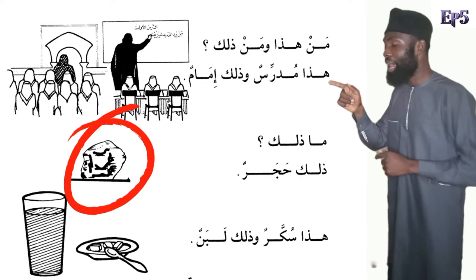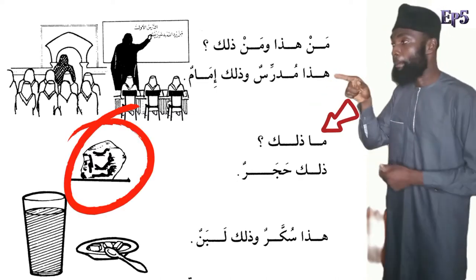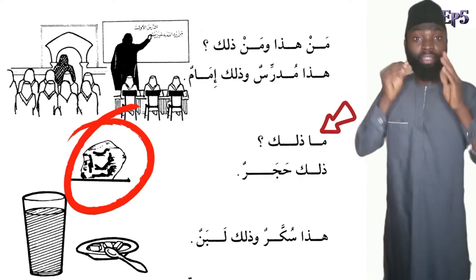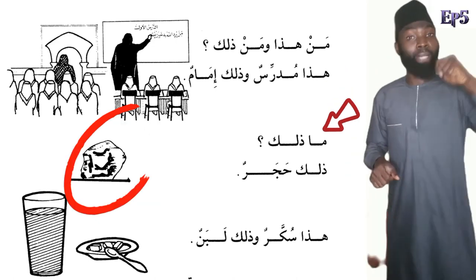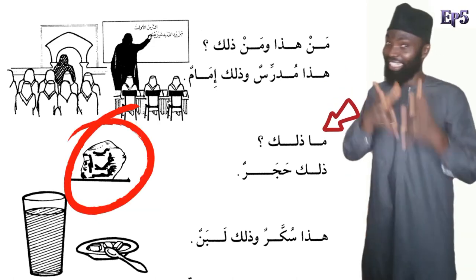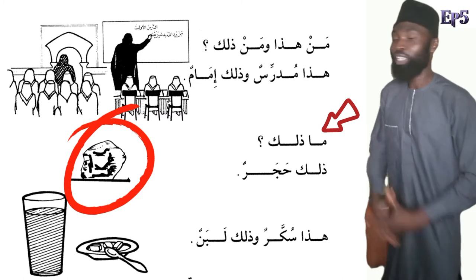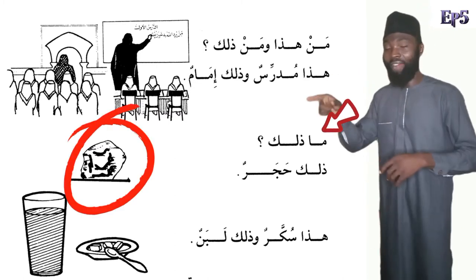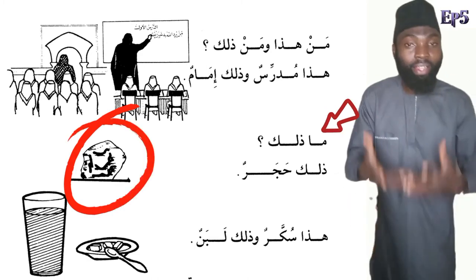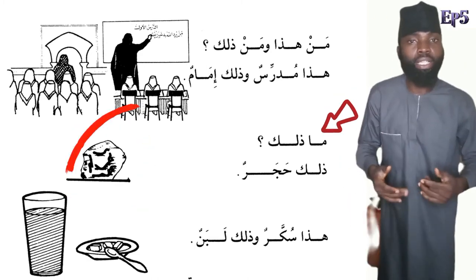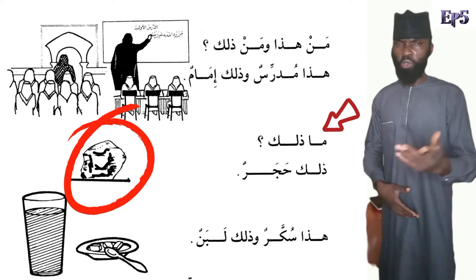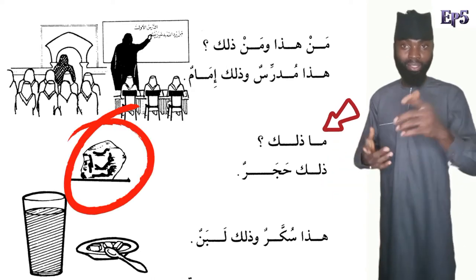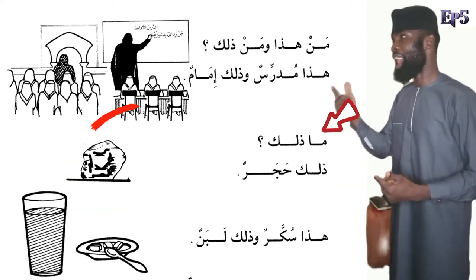Let's move. We have the question on the opposite side, mazalika, because the stone is farther from the speaker and also you that are listening. So we have mazalika. Now see the difference. When we have a stone, we are using ma. We did not say man, because man is used for a human being, and stone is not a human being. Good. So what we use is ma.